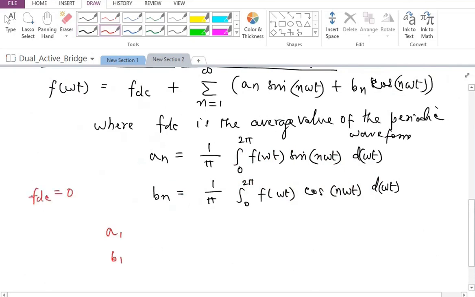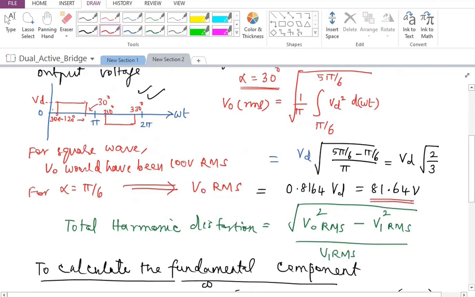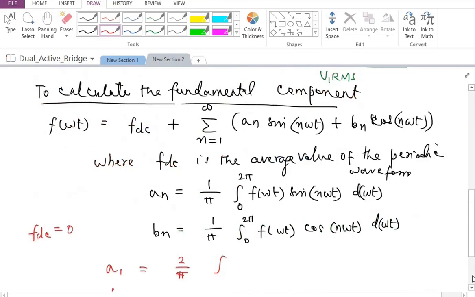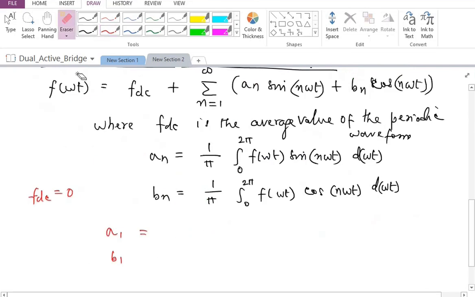FDC will be 0 anyway, because positive half cycle is equal to negative half cycle. So we are not going to have any average value at all. So A1 is going to be 2 by pi, because I can just integrate from 0 to pi. That is sufficient. But 0 to pi is not, the function is non-zero from pi by 6 to 5 pi by 6 only. So let me write this once again. A1 is going to be 2 divided by pi, integral of, the limit is from pi by 6 to 5 pi by 6, and we can write this as V DC, which is 100 volts, sine omega t d omega t.